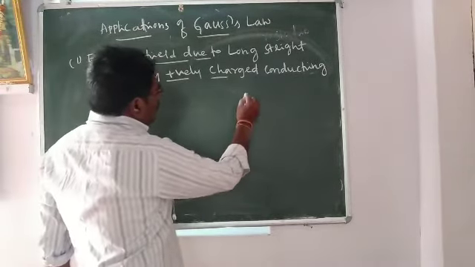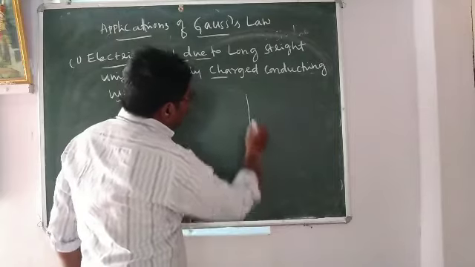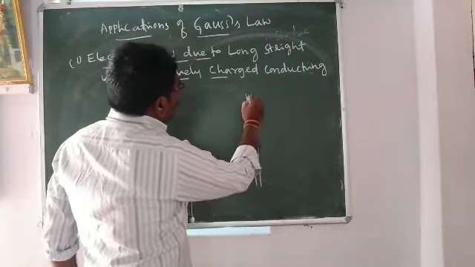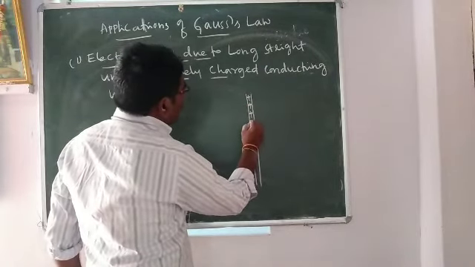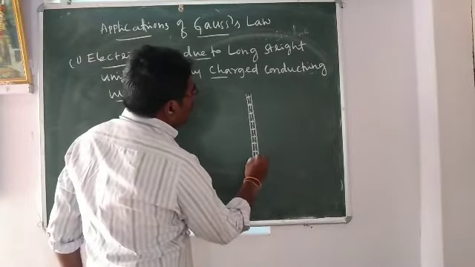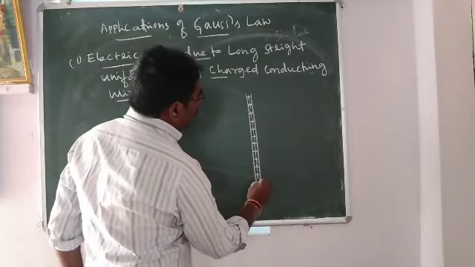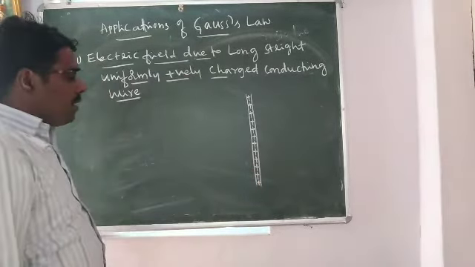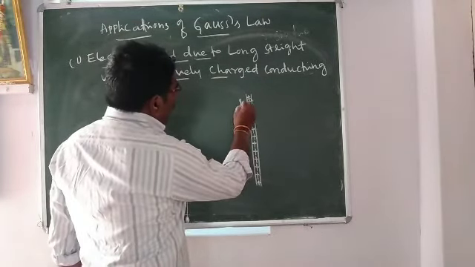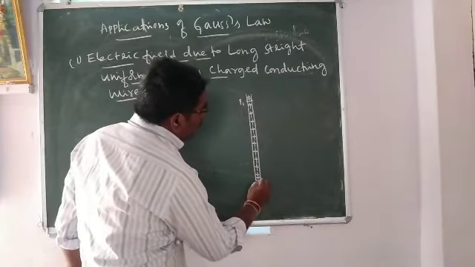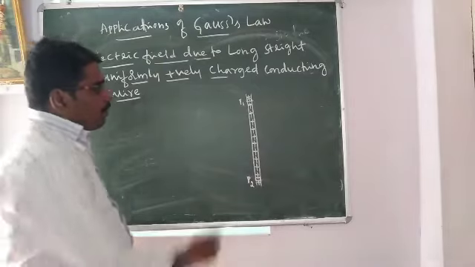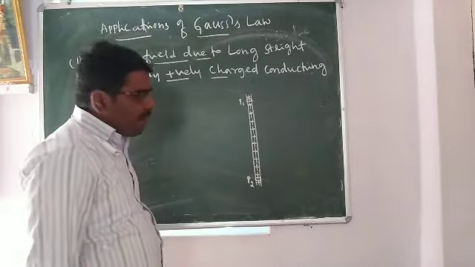Take one of infinite length of the conducting wire. The charges are uniformly distributed like this. Positive charges are uniformly distributed throughout the length of the wire. Consider two length elements in this wire. Let P1 and P2 be the two length elements.